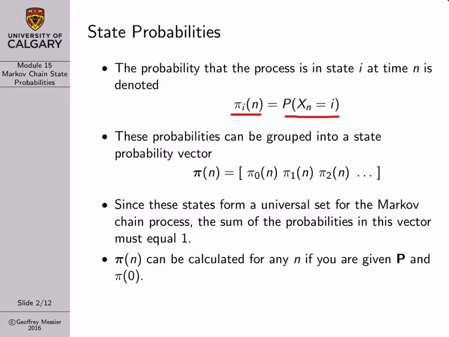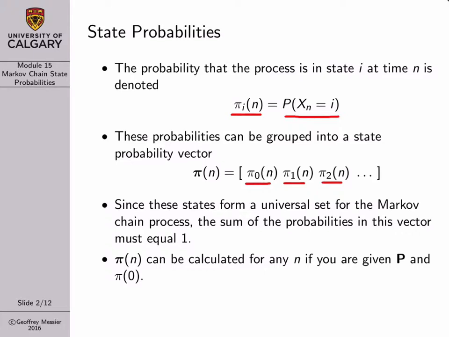And we often group these state probabilities into a vector, which is boldface pi, also a function of n, and it just contains the probability that we're in the first state at time step n, the second state, the third state, and so on. All of these states form a universal set, right? We have to be in at least one of the states at a particular time step. And so when we add all of these probabilities in the vector together, that sum must be equal to 1.